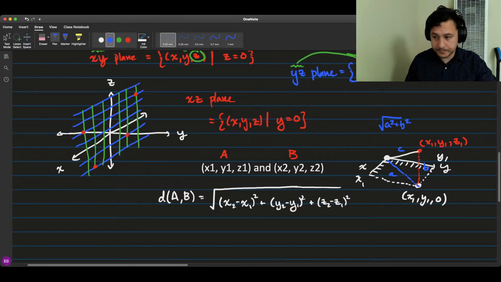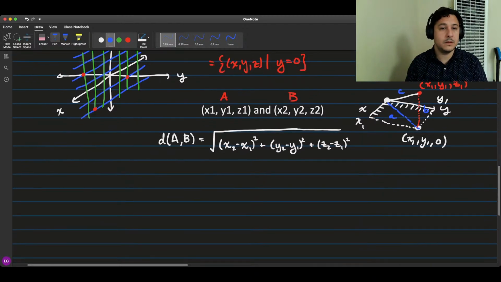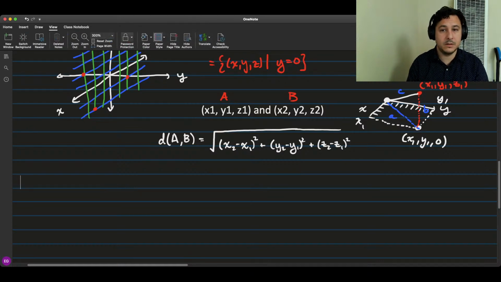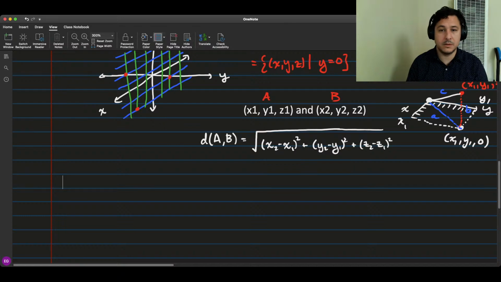Alright. Let's talk about equations in space. It's not letting me write. Oh, look. Oh, it moved this way. No wonder that's what happened.